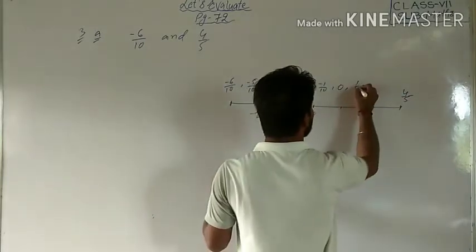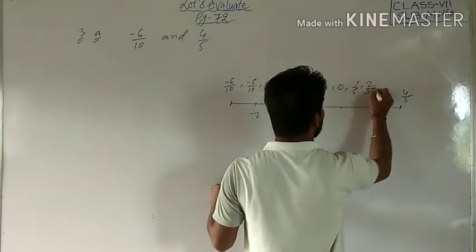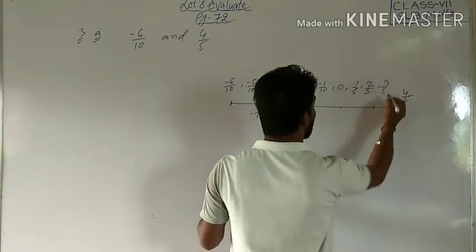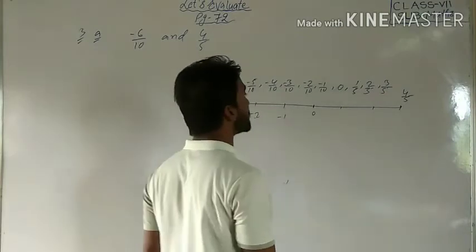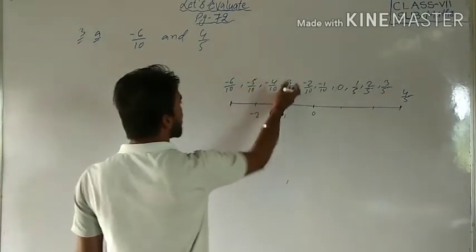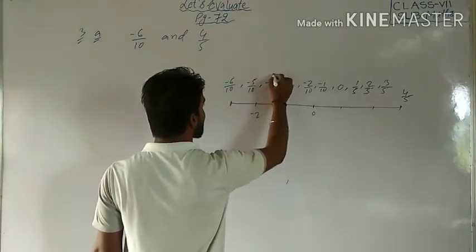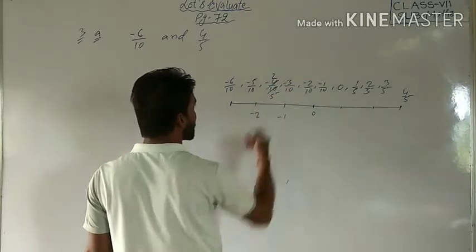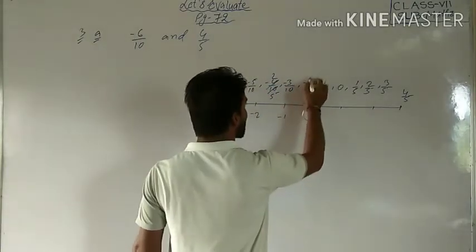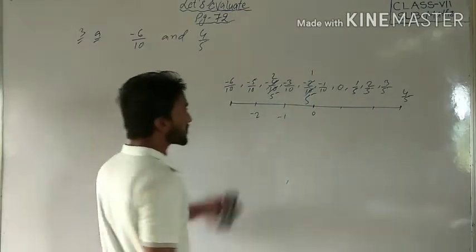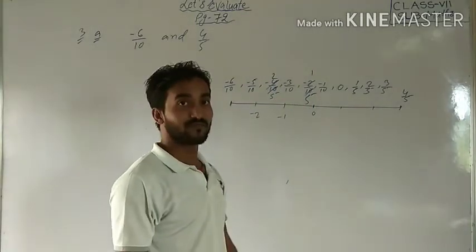Then what will be there? 1 by 5, 2 by 5, 3 by 5. Are you getting my parts, students? If any number can you minus 2 by 5, can you mention? Then we will mention minus 1 by 5. It can be divided.